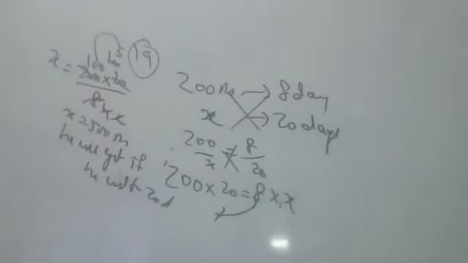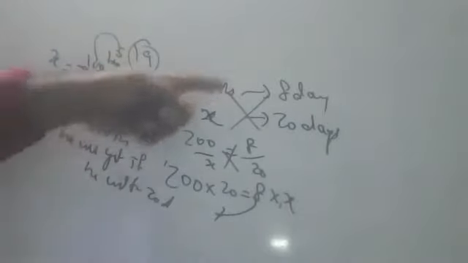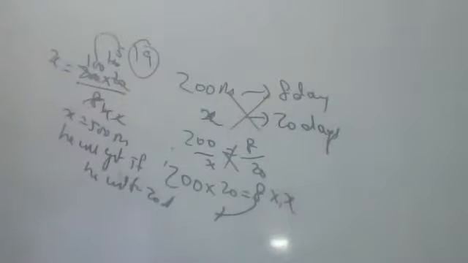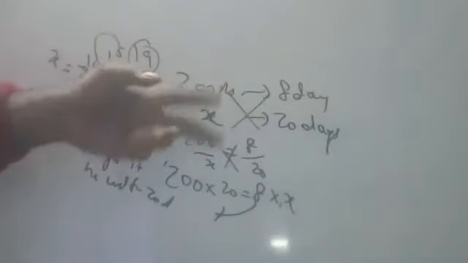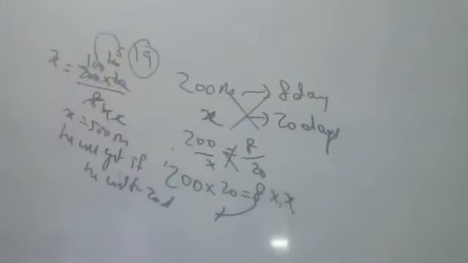Simple, children, everywhere same. This by this is equal to this by this, because it is direct proportion. As the days are increasing, compulsorily the payment also will increase. Simple logic, children. Okay, so the 19th sum is over. Please check the 20th sum, children. Please copy along with me, everyone.